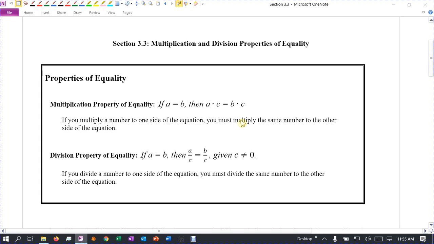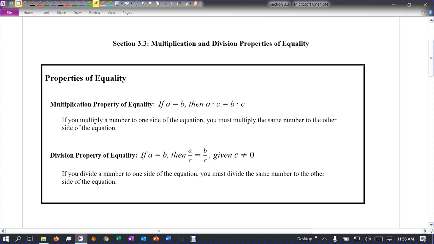Okay, in this last section for the day, we're going to be continuing solving these linear equations, but using two more properties. We learned in 3.2 that you can add something to both sides of an equation or subtract something from both sides of an equation. In this section, we'll learn that you can multiply both sides of an equation by something or divide, so long as what you're multiplying or dividing by is not zero.